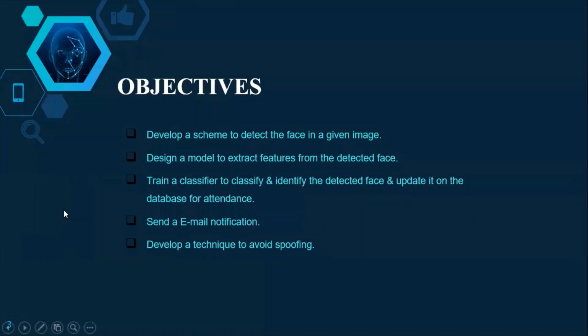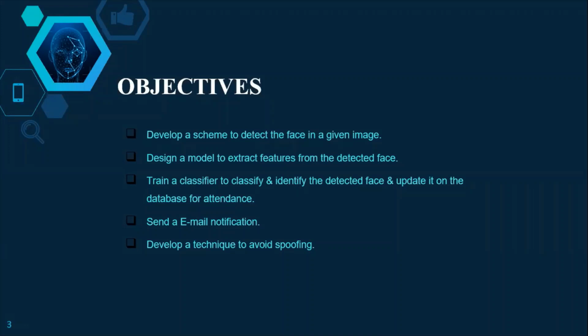Coming to the objectives. Our first objective is to develop a scheme to detect the face in a given image. That is, when we capture the image of a class, our first aim is to crop the face, that is the region of interest, and eliminate the rest of the data. Once we have the detected face, our second objective is to design a model to extract the features from the face. Our third objective is to train a classifier.